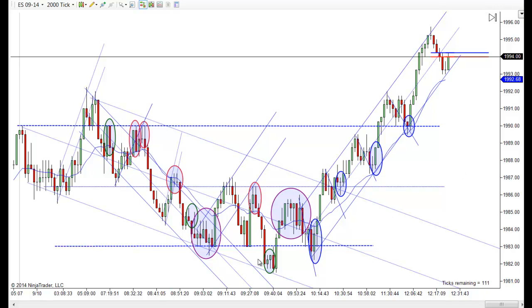But by this point, you should have been playing this as a range, and then by the time you got to the top, it was clear you had another trend going up here, and you can see it real clearly up through there.